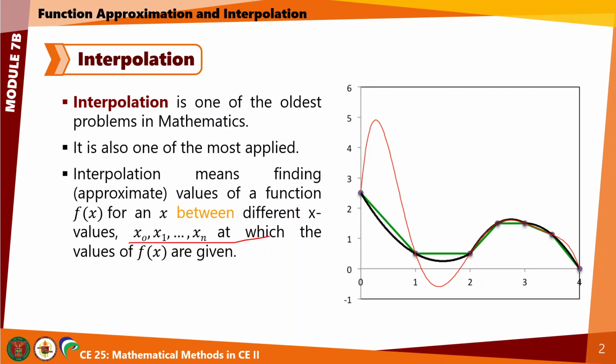Next, as you can see here, we have 5 points, and we're interpolating, or finding, a function f of x that passes through all those points. And when you say interpolation, we find the value f of x for a value of x between these points.